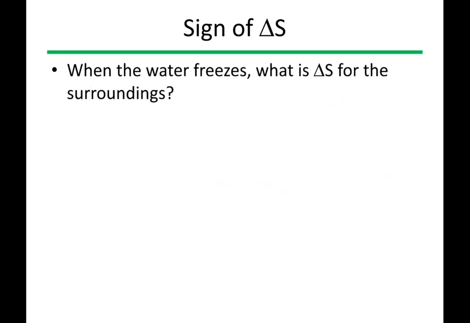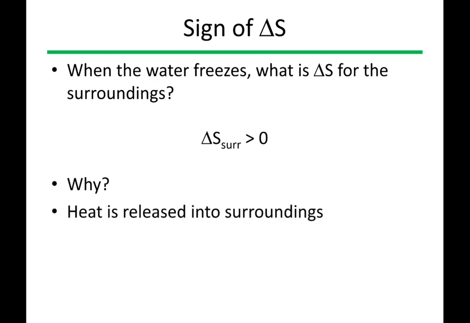Okay, so water is freezing at minus 15 degrees Celsius outside. What do we think the delta S for the surroundings would be? That delta S is going to be greater than zero. Why? Well, in this case, heat is going to be released into the surroundings. And to think about that, we could write this equation.